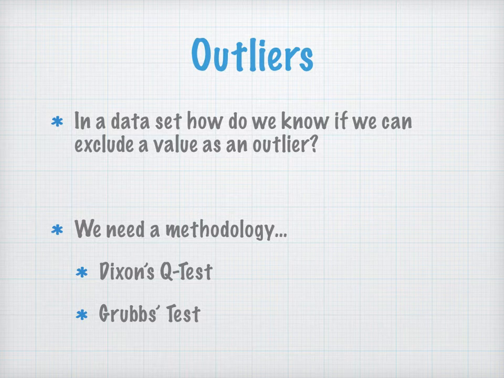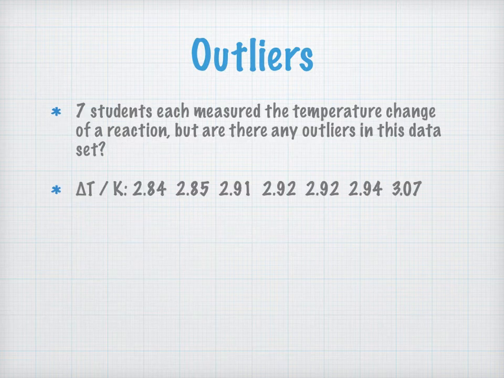Dixon's Q test and Grubbs' test. So if I have a set of data, in this case I've said 7 students each measure the temperature change of a reaction, and I've got 7 different temperature changes here, and we can see that we've got this 3.07, which to our mind might make us think, hang on a minute, I'm not entirely sure about that. So how can I actually tell if it is a genuine outlier or if it is a valid data point?